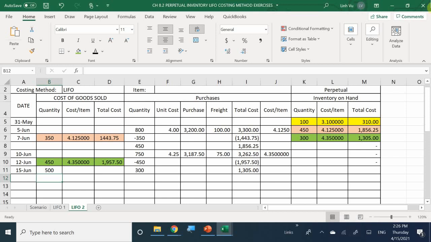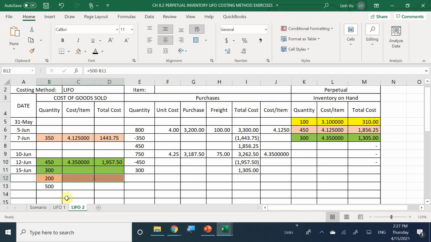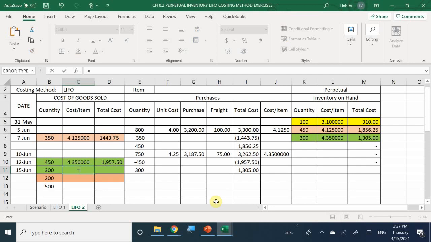Green batch. Okay, so we're going to take 300 away from our green batch. What else are we going to be taking away? 200 from our salmon. Okay. All right, so I'm going to highlight this so you know what colors belong with what. And then this one was that peach color. Let me see if I can relocate it. I think it was this one. All right. So, once again, how much per item is my green batch? $4.35.